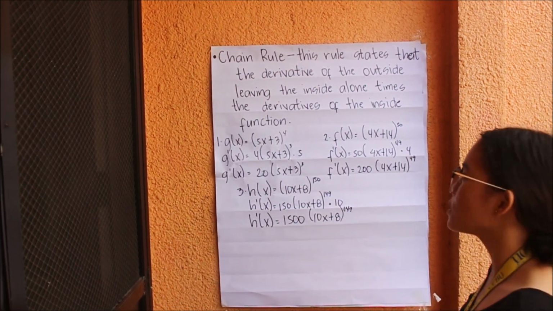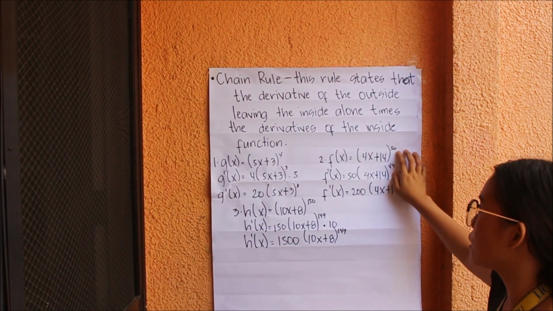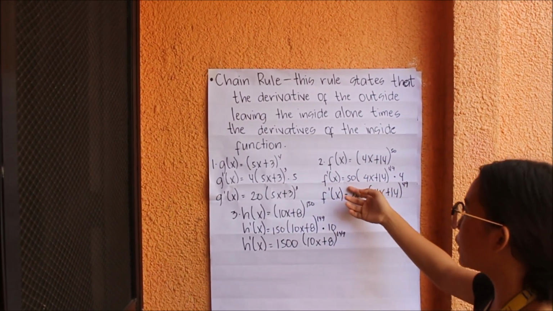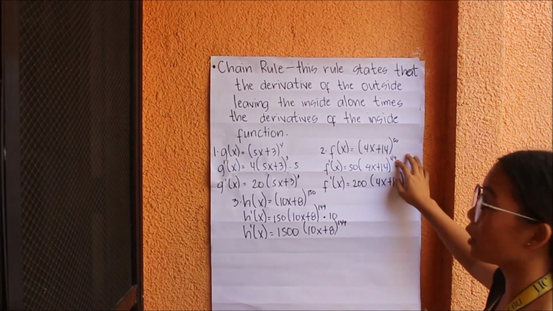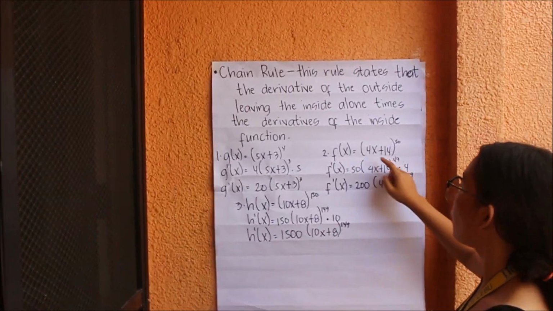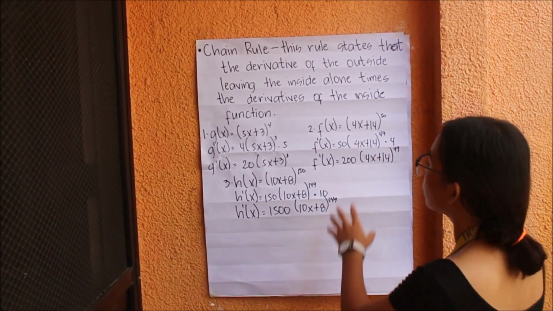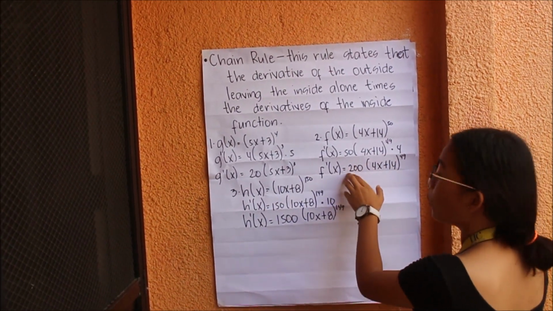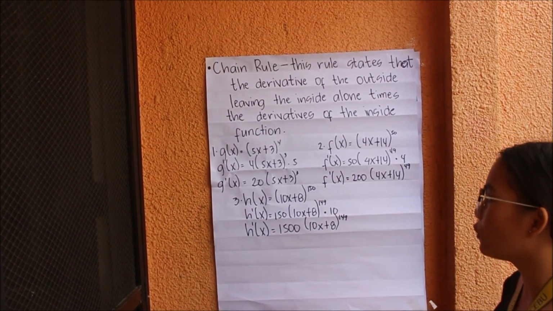So the next example is f of x equals 4x plus 14 raised to the power of 50. Like the first example, you need to bring down the exponent 50, then copy the quantity of 4x plus 14 raised to the power of 49 because you minus it by 1, then the derivative of the inside, 4. So the last step is you need to multiply the 50 by 4, so equals 200, then copy the quantity of 4x plus 14 raised to the power of 49.